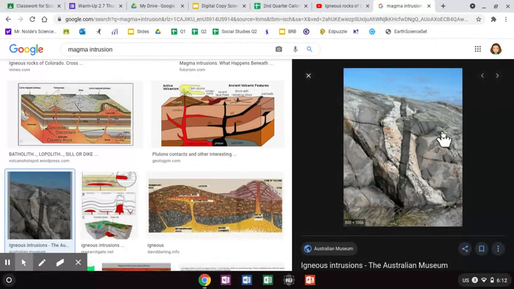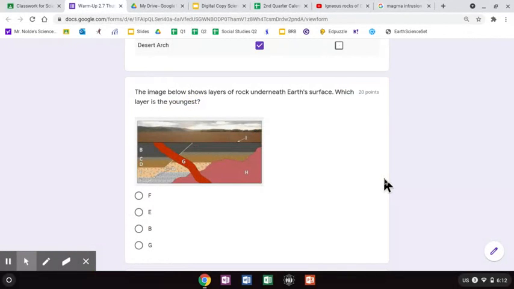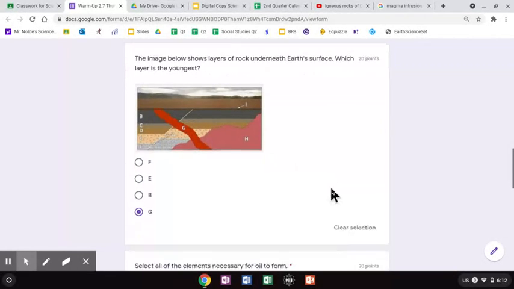So all that to say, when you're looking at layers of rock, the deepest layer is the oldest, the top layer is usually the youngest, unless you have magma intrusion. If you have magma intrusion, that is always the youngest layer because all these layers had to be present first for this magma intrusion to shoot up through. So we're going to go with G. If there was no magma intrusion, then the answer would be B. It would be your top layer.